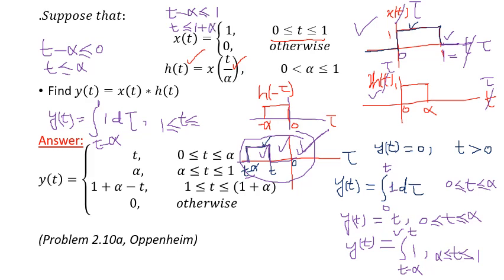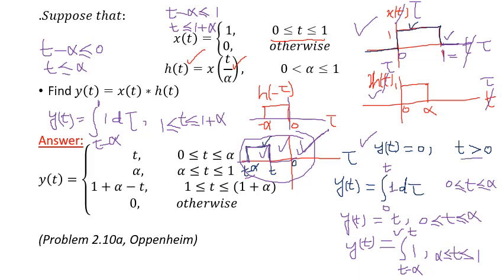Okay, so this is the range of t, so it will be 1 plus alpha. And the moment the signal moves away, that means t minus alpha is greater than 1, so the product will result in 0. Okay, so these are the different intervals we get. That is interval 1, where the output is 0 when t is less than 0.